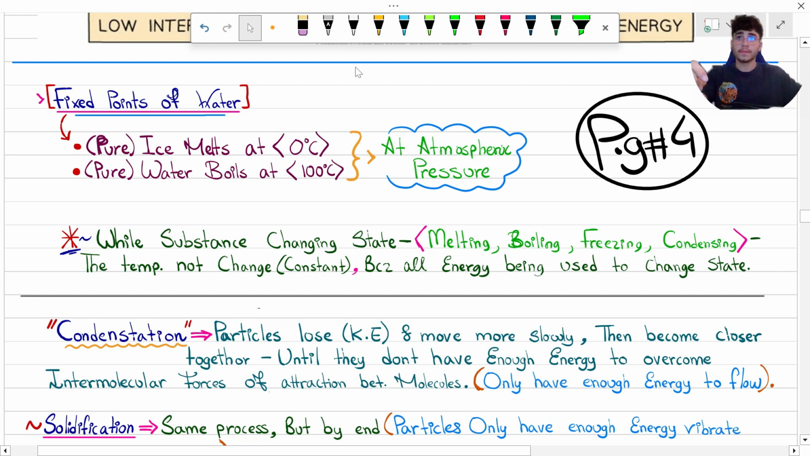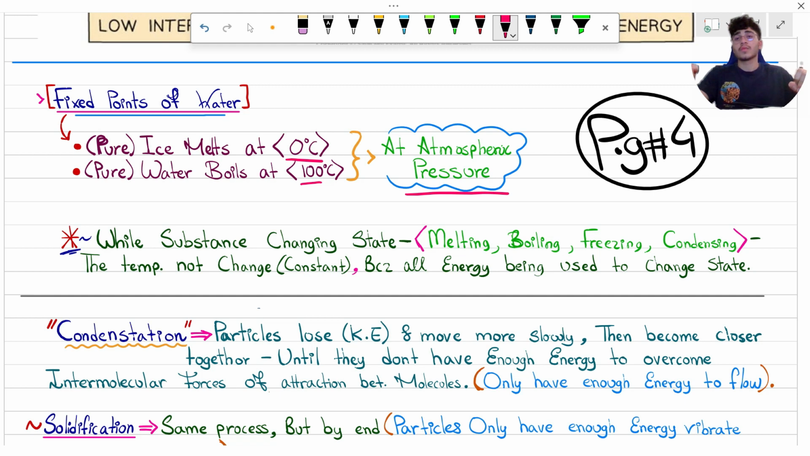Fixed points of water. For the fixed points of water, we have pure ice and pure water. Pure ice melts at 0 degrees Celsius, and pure water boils at 100 degrees Celsius at atmospheric pressure. So the fixed points of water are 0 degrees Celsius and 100 degrees Celsius. 0 degrees is where pure ice melts, 100 degrees is where water boils.